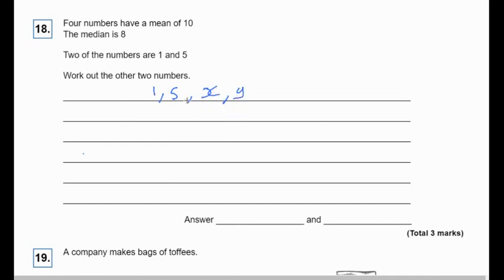We know that all four numbers have to add up and divide by 4 to make 10. Because if the mean is 10 and there are four numbers, 1 plus 5 plus X plus Y, all divided by 4 must equal 10. Which means that if after dividing by 4 it gives you 10, the total of these numbers, 1 plus 5 plus X plus Y, the sum, has got to be equal to 40. So we already know that the numbers have to be kind of big. But they can't be too big because the median has to be 8.